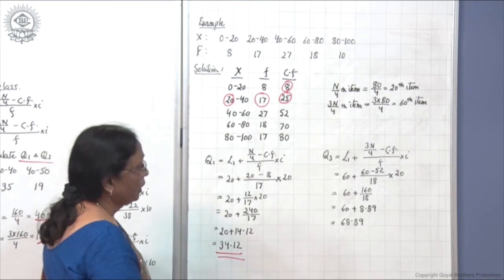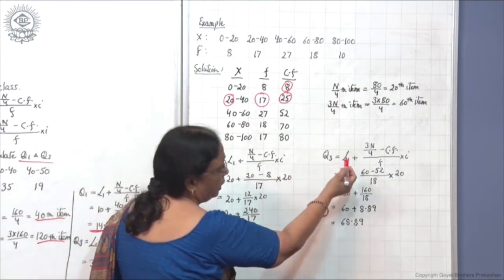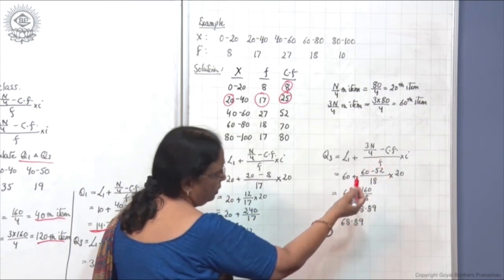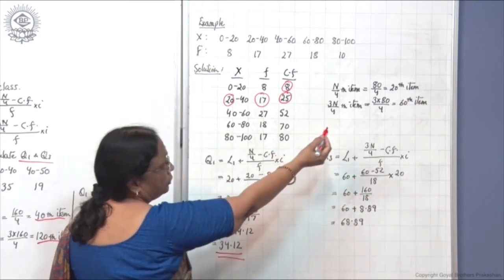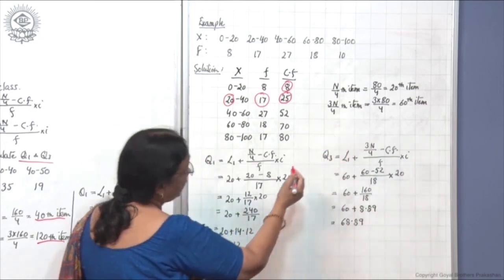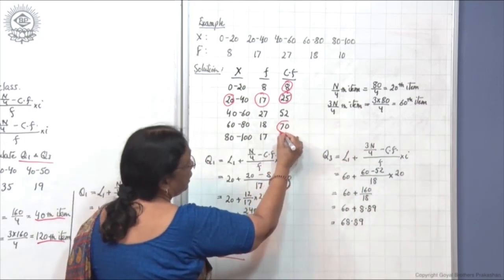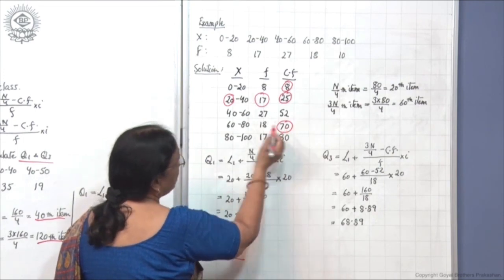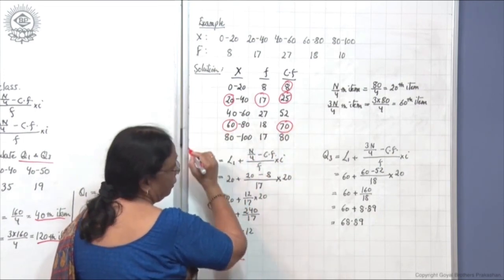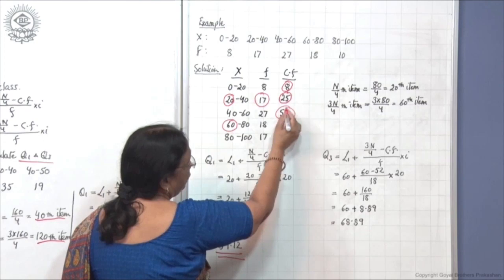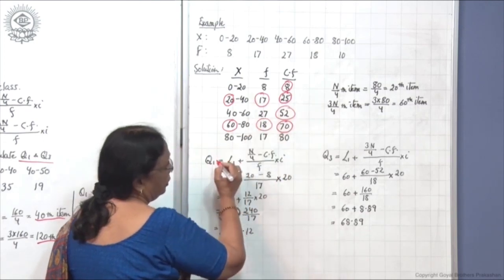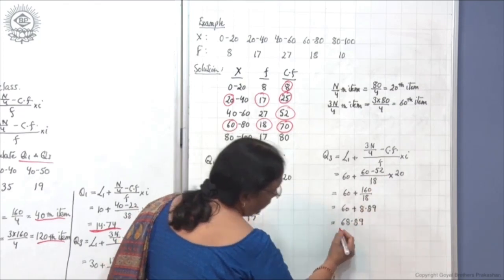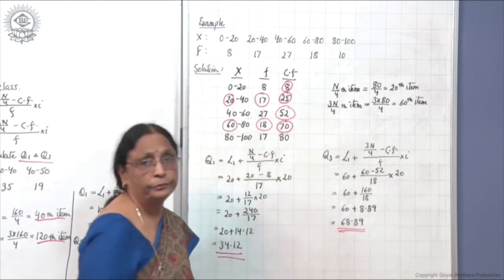right. Similarly Q3, L1 plus 3n upon 4 minus CF upon f into I. Now here 3n upon 4 is the 60th item. First locate the item, 60th item is here, this will be your L1, this will be CF and this will be f, and class interval is 20, put the values and get the answer.